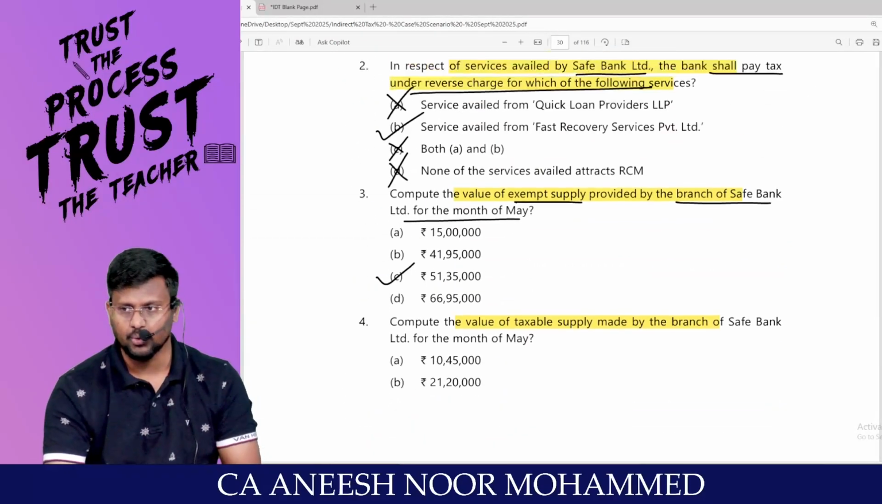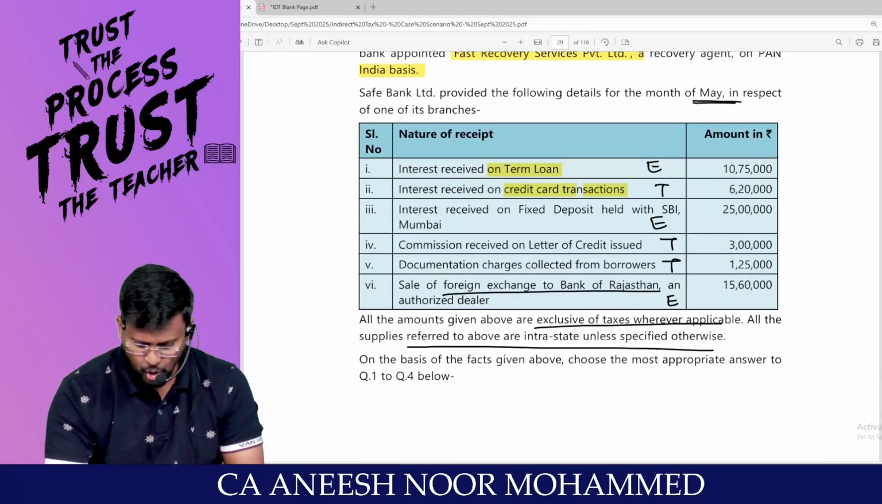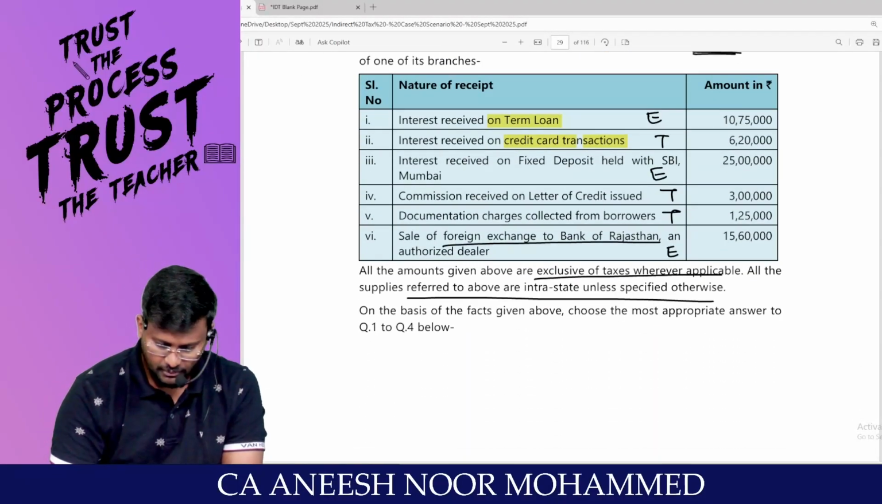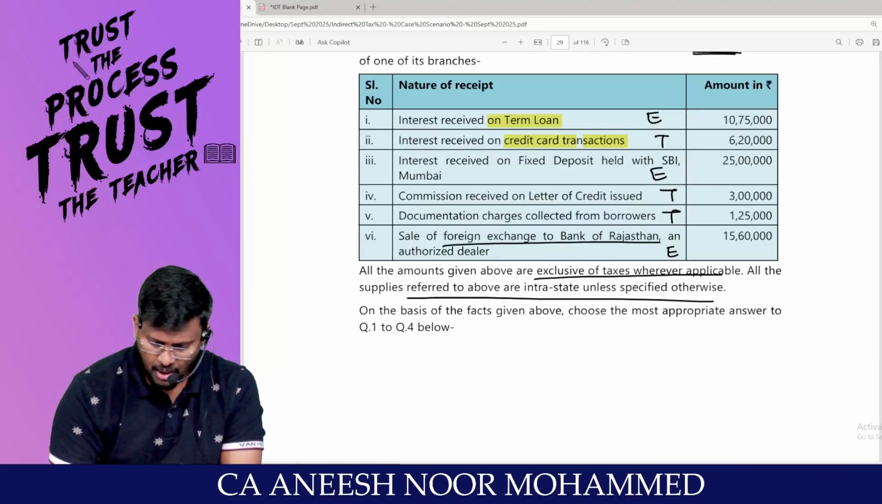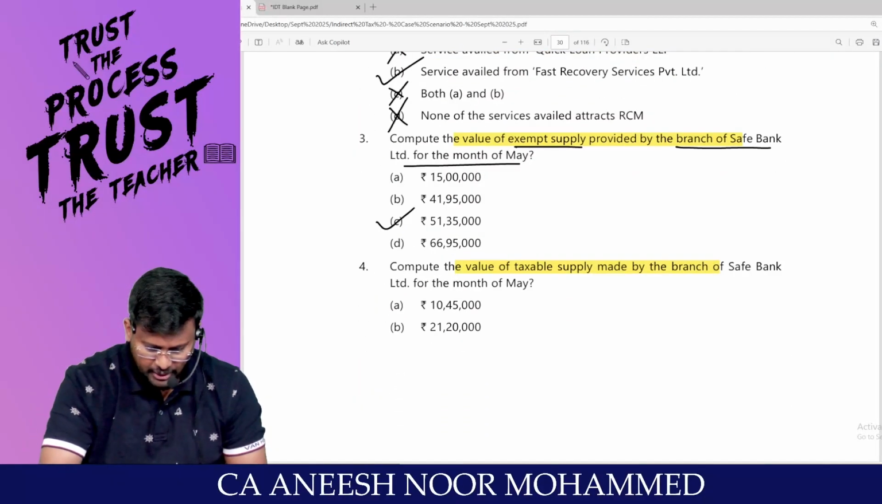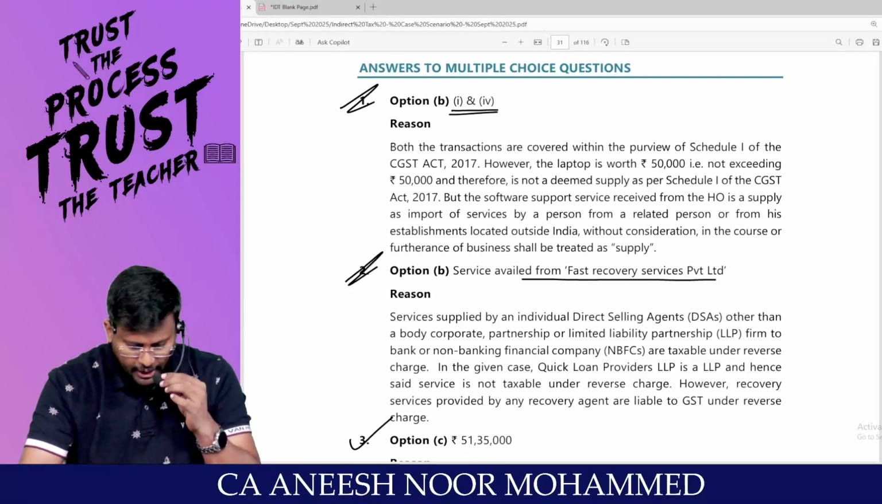51 lakh 35,000. Right? Next one, what should be the taxable supply? 6 lakh 20,000 should be taxable supply. 3 lakh should be taxable supply. 1 lakh 25,000 should be taxable supply. 10 lakh 45,000 should be taxable supply. 4A should be the right answer.